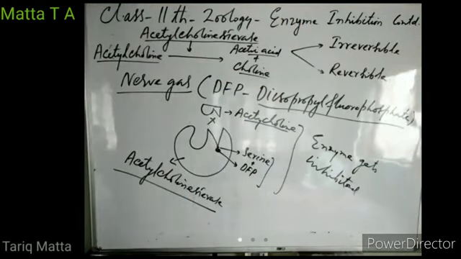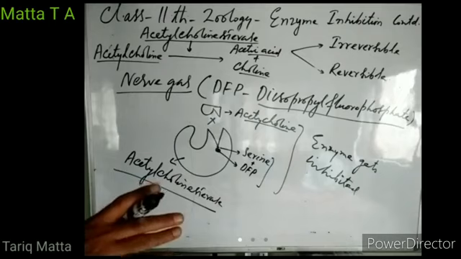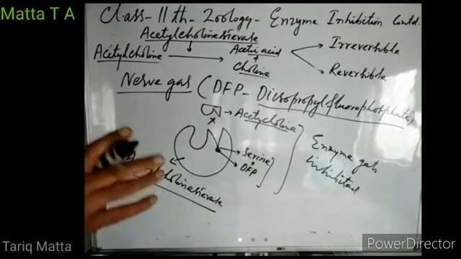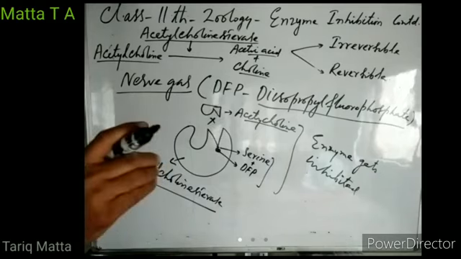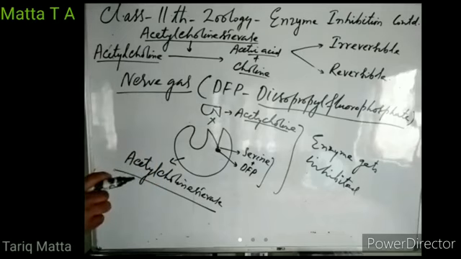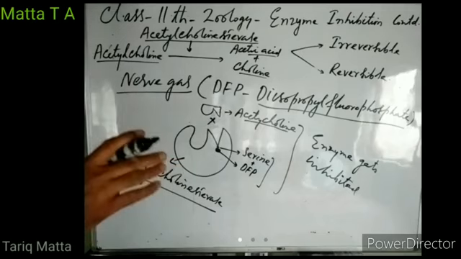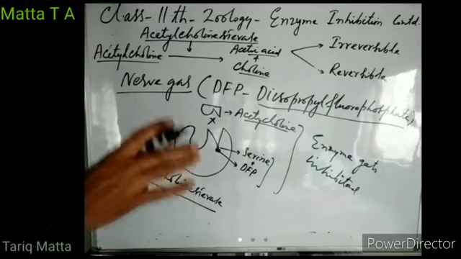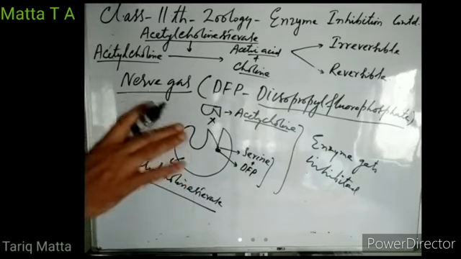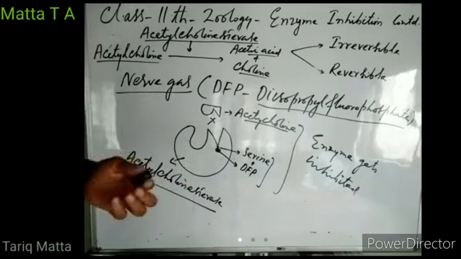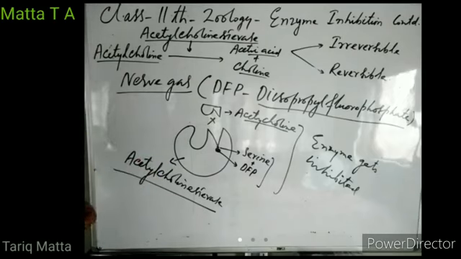So when the enzyme is inhibited, acetylcholine cannot be broken into acetic acid and choline. It cannot be reabsorbed from the synaptic cleft. It remains in the synaptic cleft. And depolarization of the muscle cell continues. So muscles remain in a state of continued contraction.